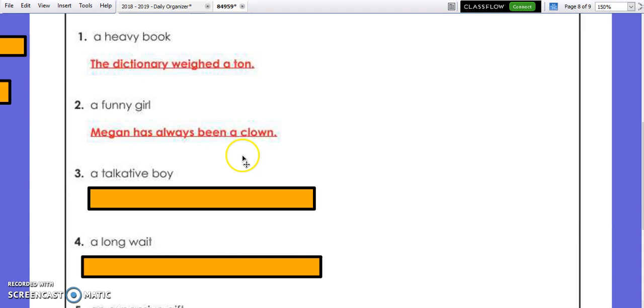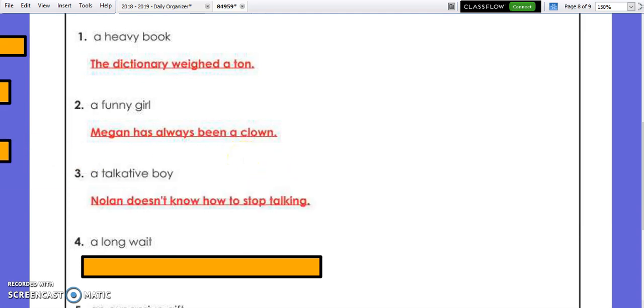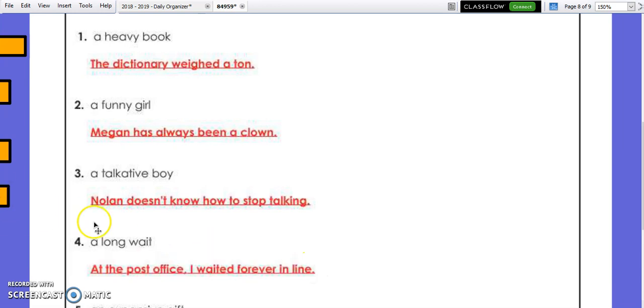A talkative boy. Number 3, pause it. Nolan doesn't know how to stop talking. Well, that's not literal. He knows how to stop talking, but it's hyperbole to say that he talks a lot. Number 4, a long wait. Pause it. At the post office, I waited forever in line. You didn't wait forever, you just waited a long time.